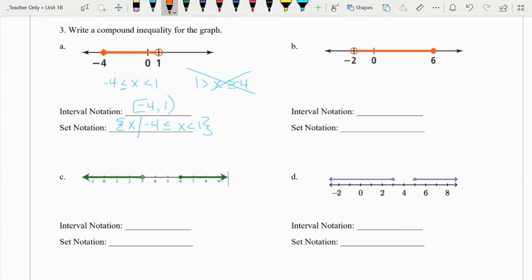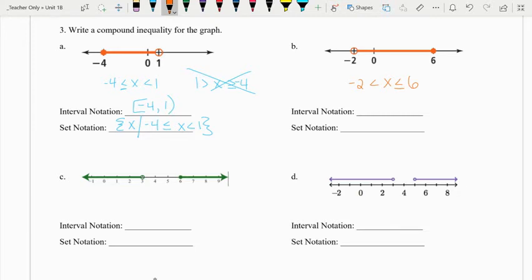Feel free to pause the video and try letter B before I start going through it. Letter B is very similar to letter A. So we have 2 and then 6. Because we're shaded between 2 and 6, we know that it's going to be a betweenness one. But don't forget your equal to for 6.